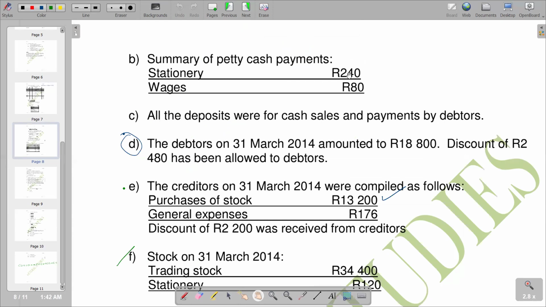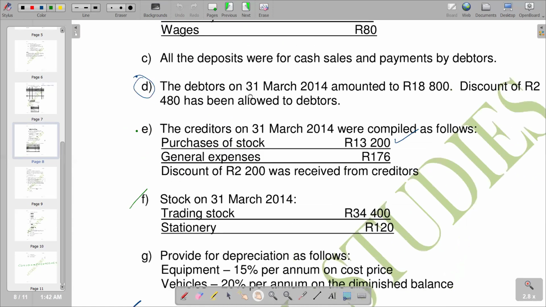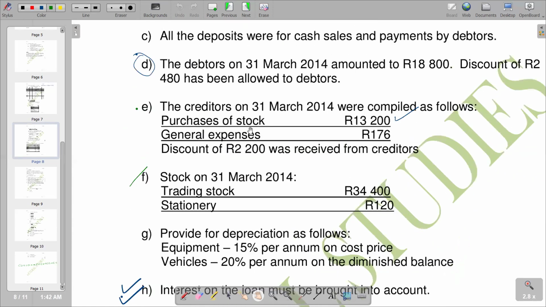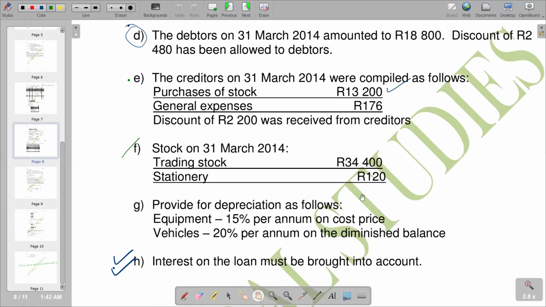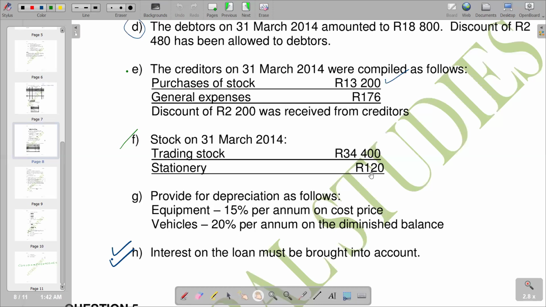Okay, this is not stationery at the end, but it was a summary of petty cash payments. It means we have stationery that was paid using petty cash, so it was not part of our bank. So you have to add this 240 to the stationery that we have in the bank. Then you get the total. Then you subtract stationery at the end of the year, which is going to be 120 as stock on 31 March 2014. With that, you can now find the actual stationery that was used.